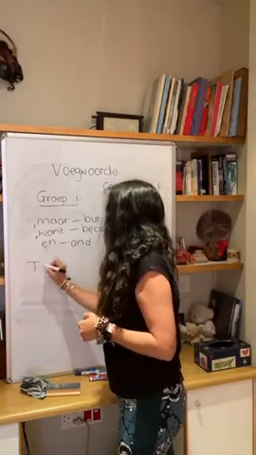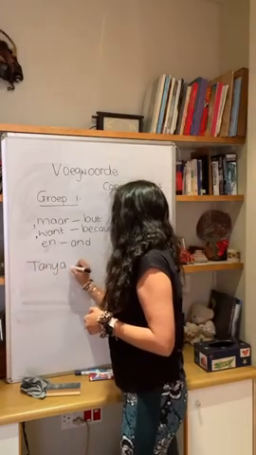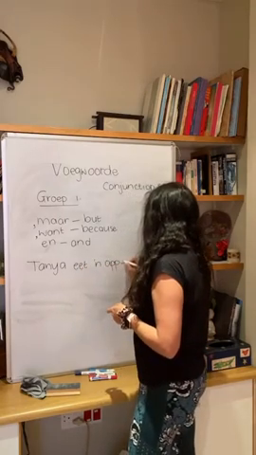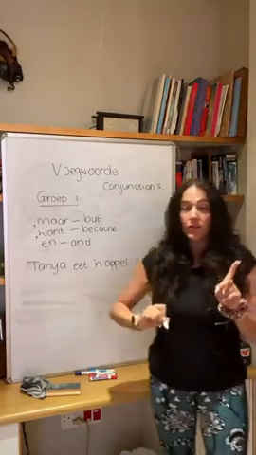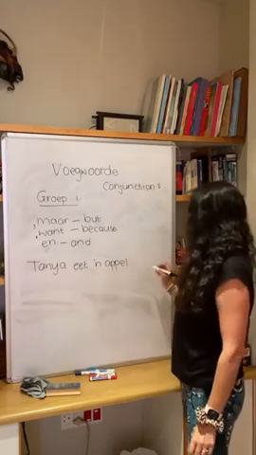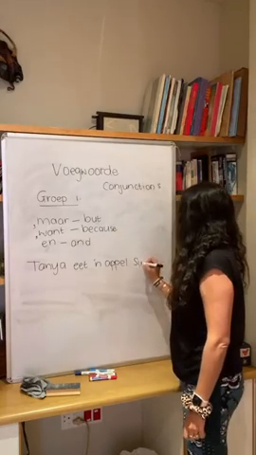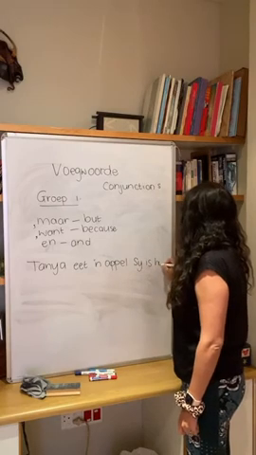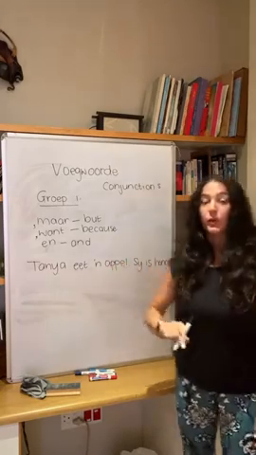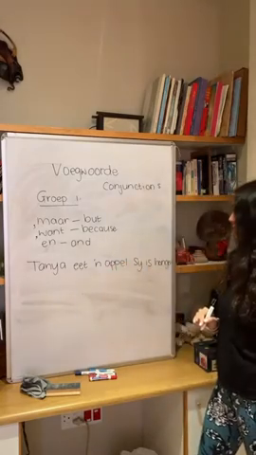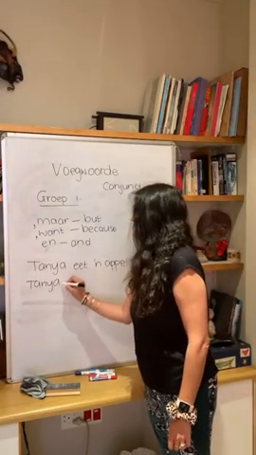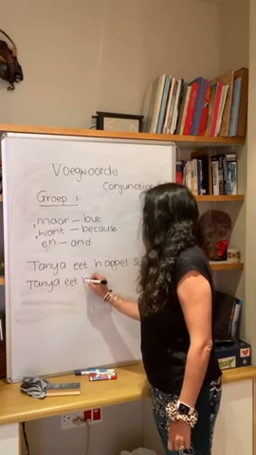Okay. Tanya eet 'n appel. So that's my first sentence. Going to be joining it with the word want, which means because. Sy is honger. She is hungry. And we're going to be joining it with the word because, with the word want. Okay? So exactly the same. You'll say Tanya eet 'n appel. So nothing changes in your first sentence.